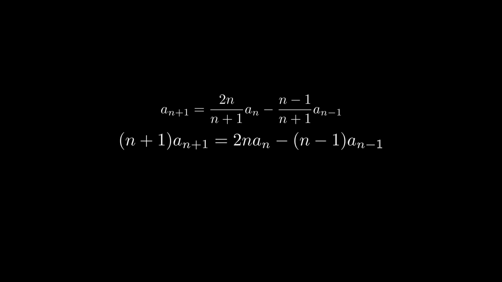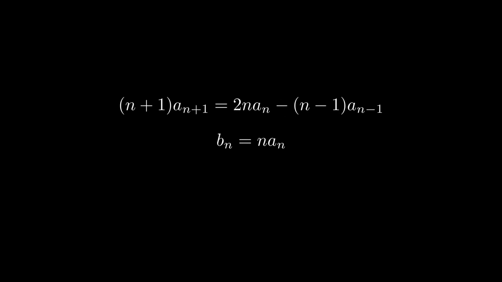Now, notice that on the left hand side and on the right hand side we have n times an. So on the left hand side you have n plus 1 times a(n+1), right hand side you have n an and n minus 1 times a(n-1). So that means we can form a substitution where we let Bn equal n an.